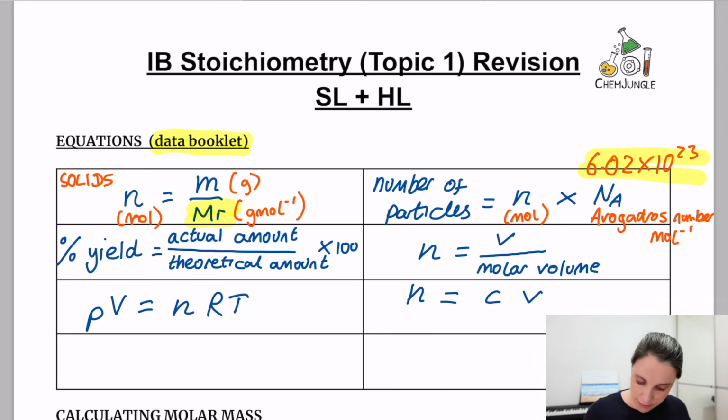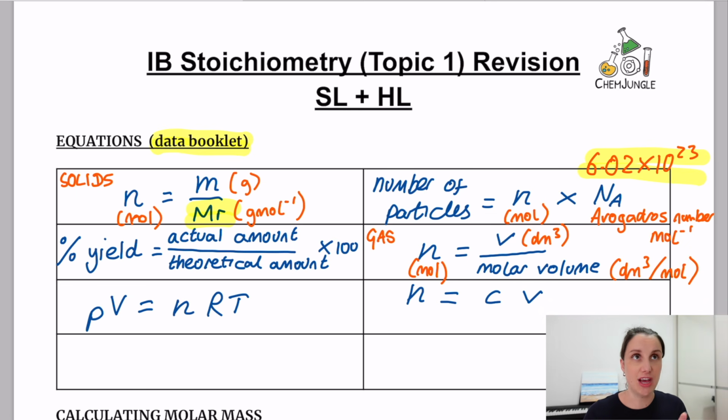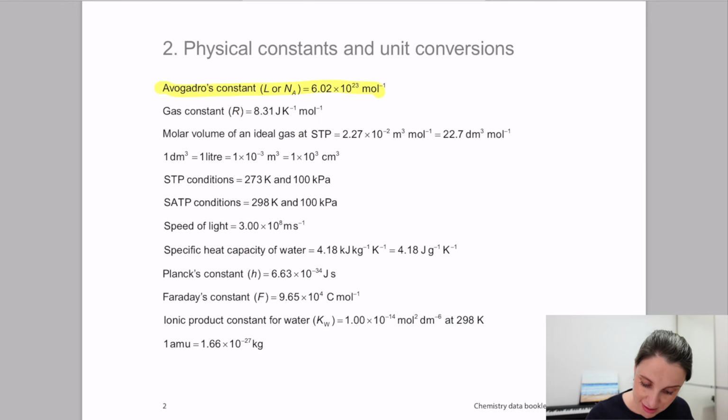The next equation we use just for gases. So this here is one way of working out the moles of a gas. You take the volume of that gas in this unit called decimeters cubed, and we divide it by something called the molar volume of that gas, which is really how many decimeters cubed there are per mole of gas at a certain temperature and pressure. Now this exists in the data booklet at standard temperature and pressure.